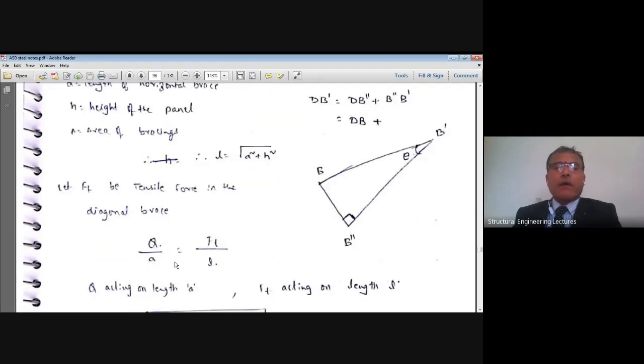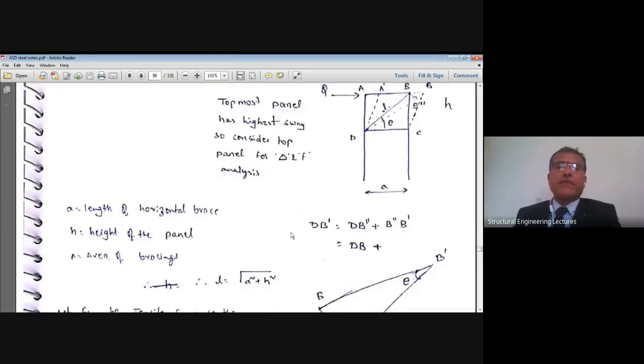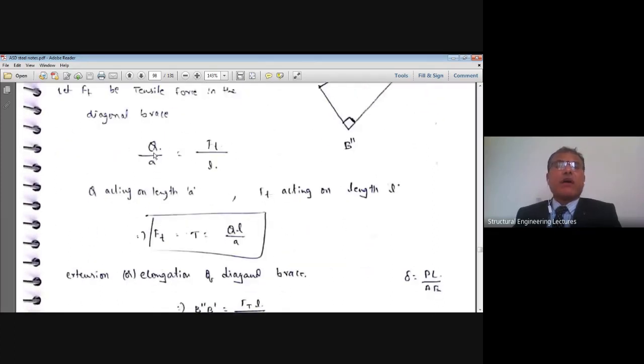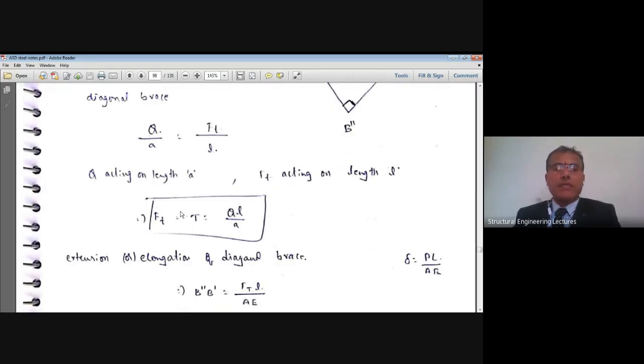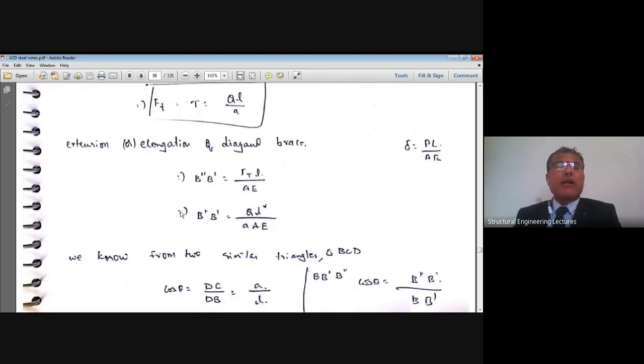Then we can say that from the schematic, Q over A, right, is Ft over a length of L. Therefore, by taking its ratio, Q over A equals Ft over L, I can say that Ft is equal to QL by A. Ft is equal to QL by A is the tension in the diagonal bracing.